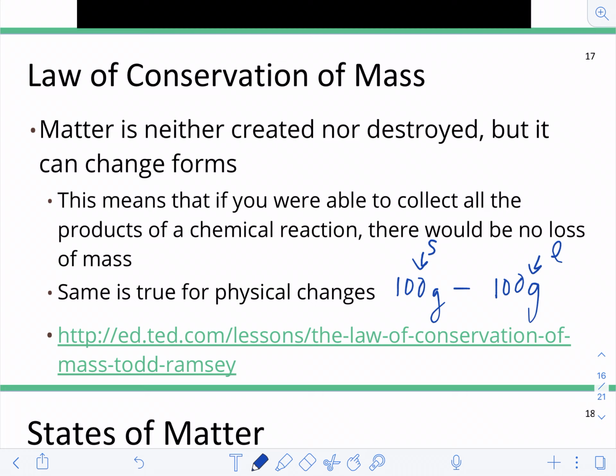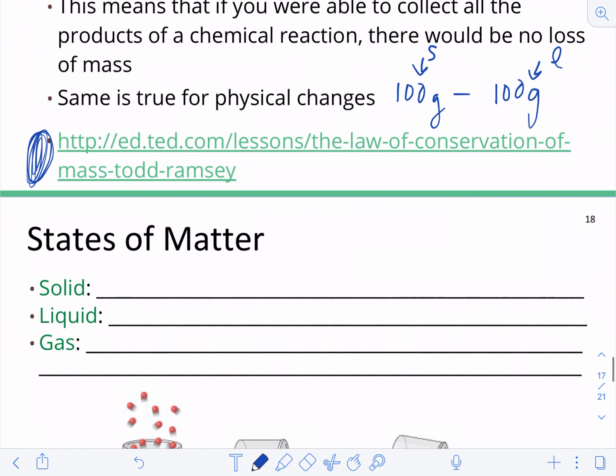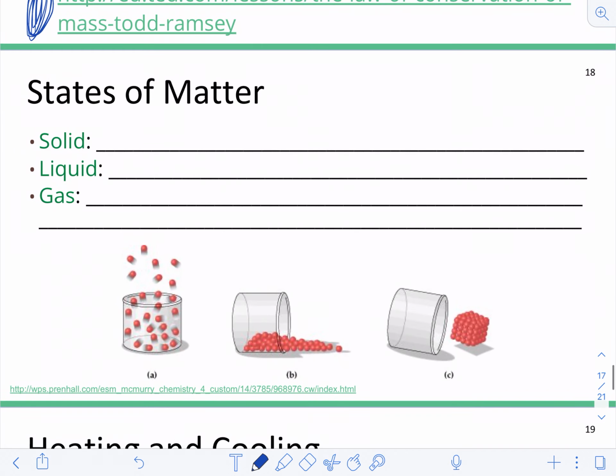You should watch this video here. It does a really good job of explaining why the law of conservation of mass is true and how it holds true. This should look very familiar to you from physical science and possibly even middle school science. Here we have our three states of matter. This is the last way that we are going to be describing matter in this class.